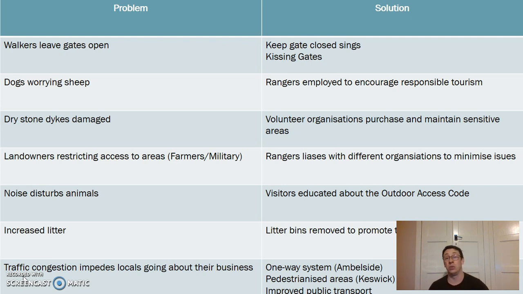If you've got various landowners, the two that jump to mind immediately are farmers and the military, they will restrict access to different areas. And again, this is where you have ranger services who liaise with these landowners and try and minimise the potential issues that they would have. The noise that tourists make disturbs animals, and it's about encouraging this responsible tourism again. And we look at things like the outdoor access code to try and do that.